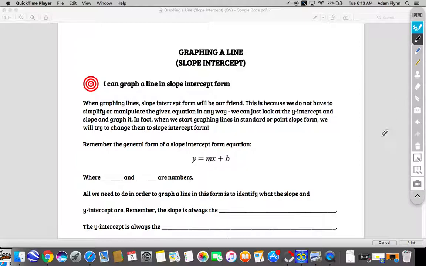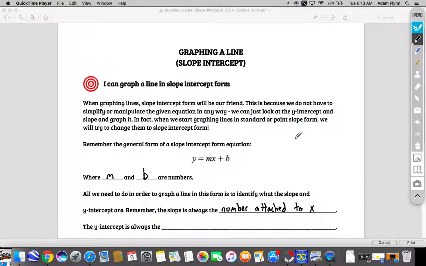So first, let's take a look at the general form of a slope-intercept form equation. So we have y equals mx plus b, where m and b are going to be replaced by numbers. So all we need to do in order to graph a line in this form is to identify what the slope and y-intercept are. Remember, the slope is always the number attached to x. Okay, so we've got this x here and we've got this number hooked right onto it.